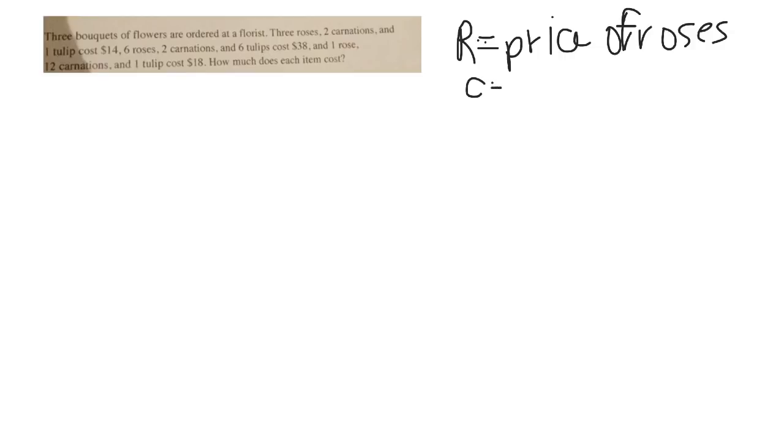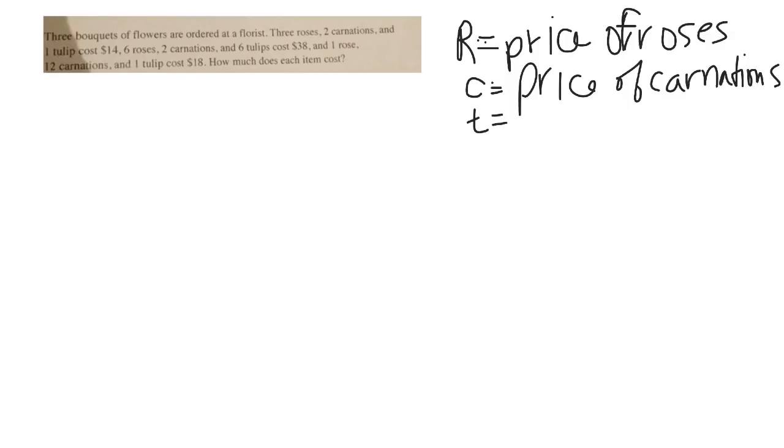So we're first going to define our variables. We're going to be very boring and let R equal the price. We know how many were ordered. We want to know the price of the roses. And C will be the price of carnations. And T will be the price of the tulips.